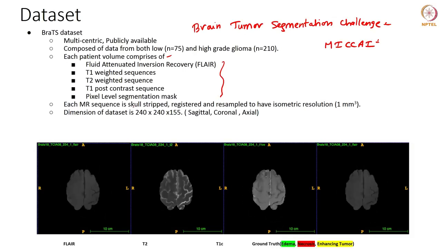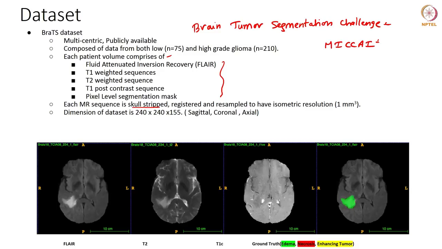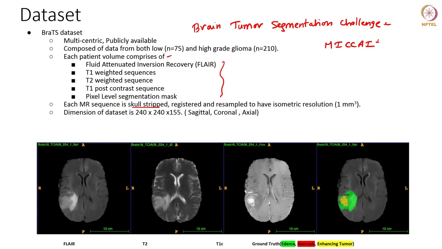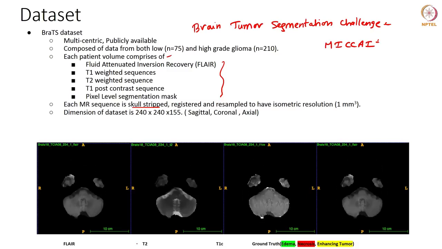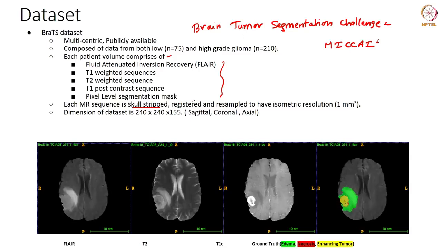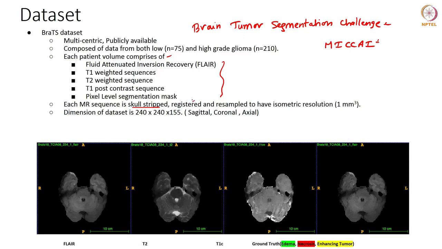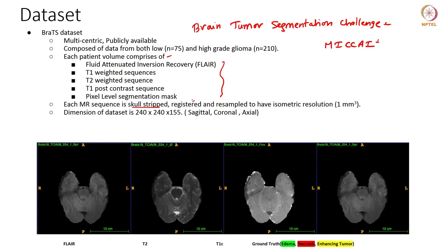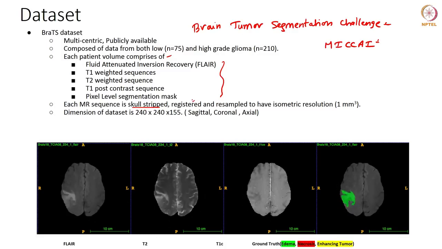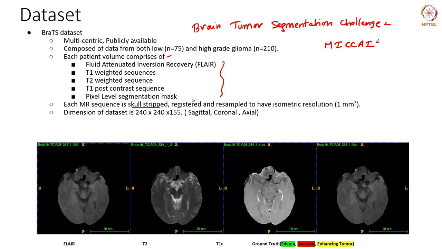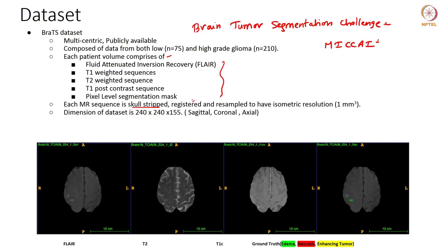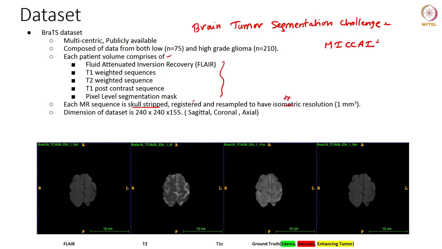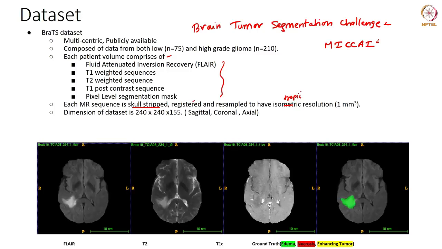We will not go into the things which I have mentioned here, which is that each MR sequence is skull stripped. Typically the skull is also imaged and generally interferes with a lot of the processing, so you would try to remove that. They are registered, in the sense that patients do not have the same head orientation during the acquisition of these different sequences. So, there will be slight differences in the orientation, and you correct for the pose, if you can call it that. They are all resampled to have isotropic resolution, about 1 millimeter cube.